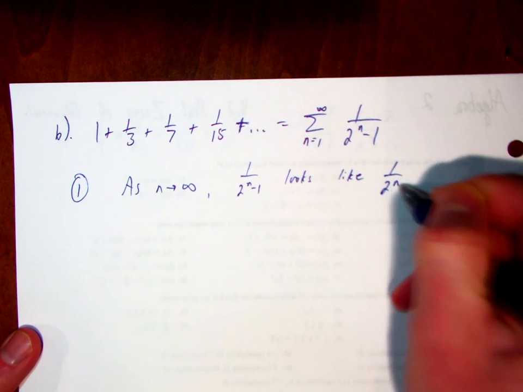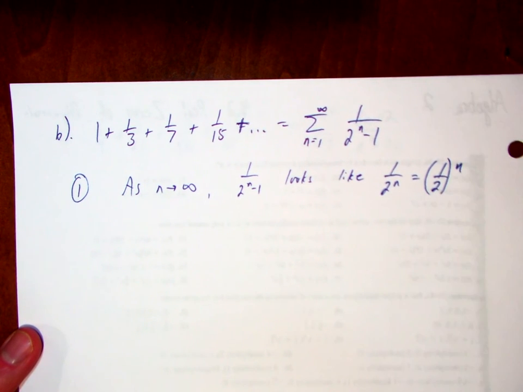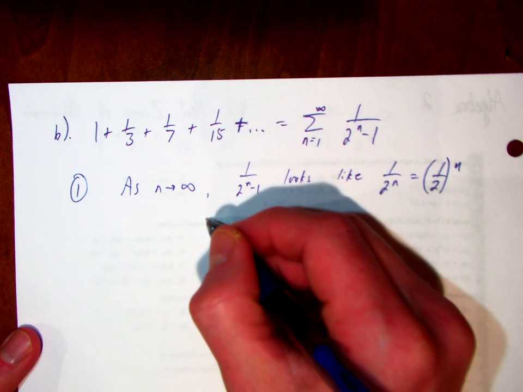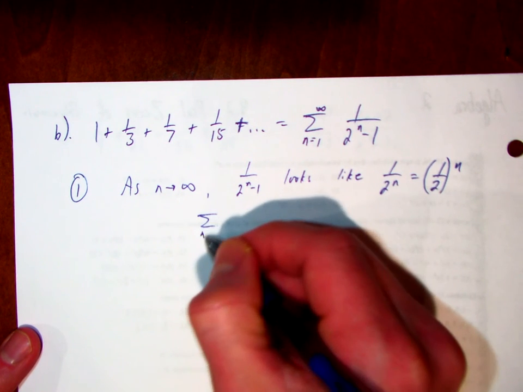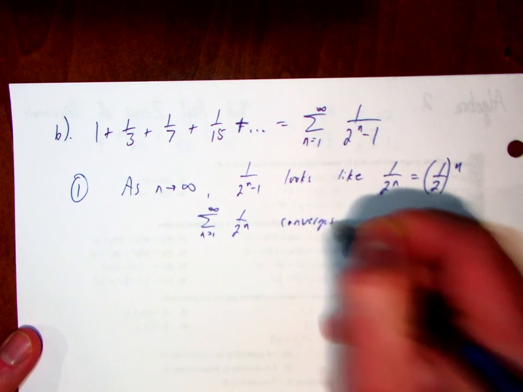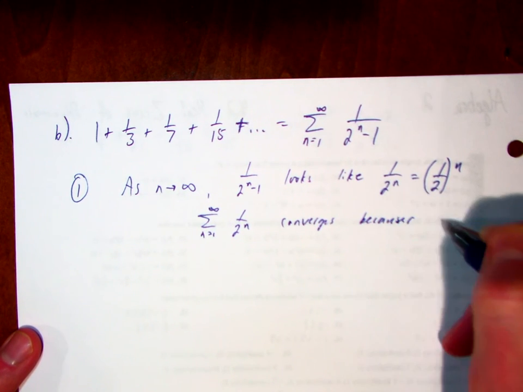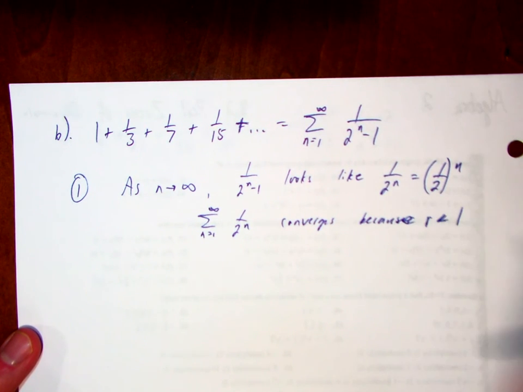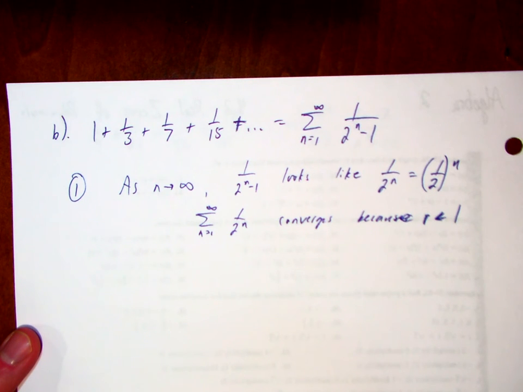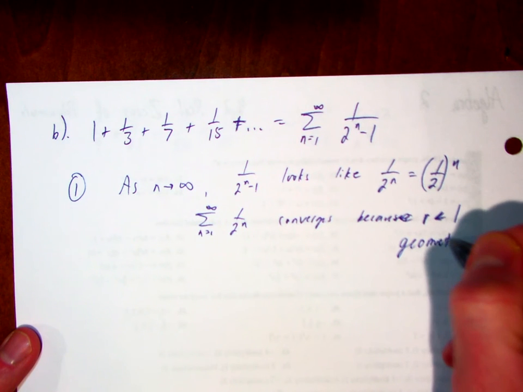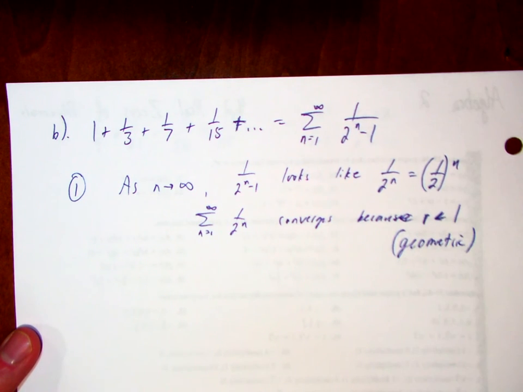And it just looks like 1 over 2 to the n, which is the same as 1/2 to the n. Hey, that's a geometric series, right? That's a geometric series, but r is less than 1, so it converges, because r is less than 1. So it's a geometric series. Just to be clear. All right, so step 2.